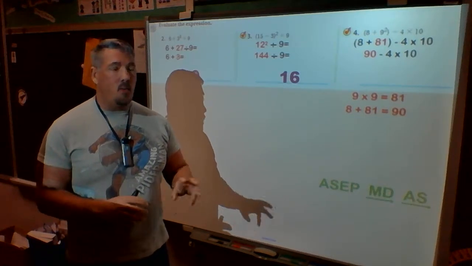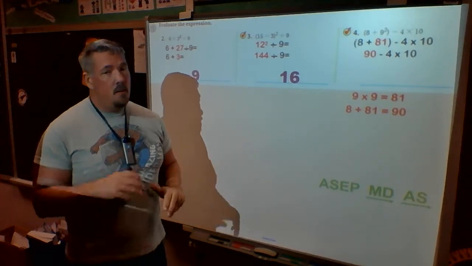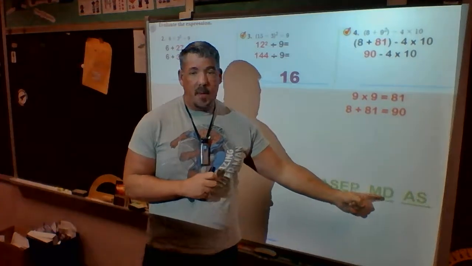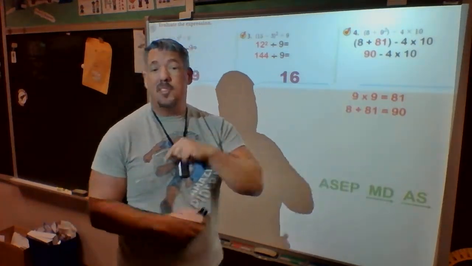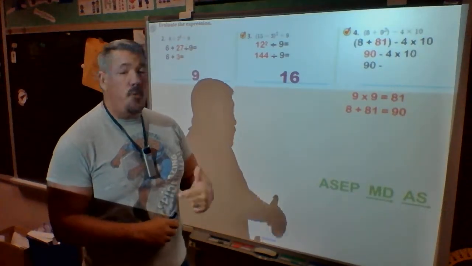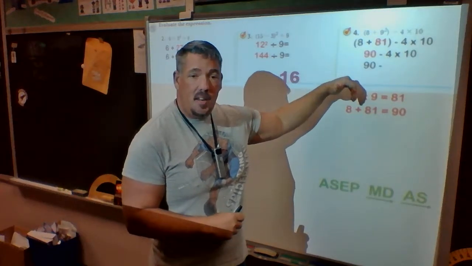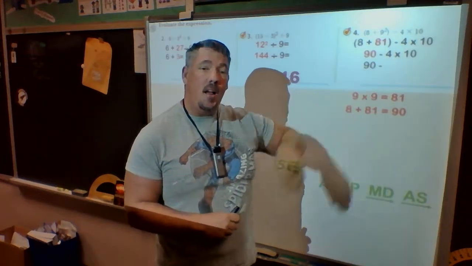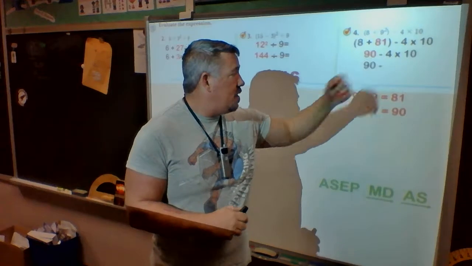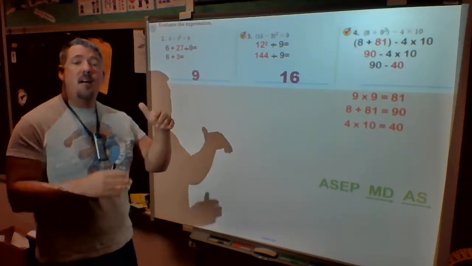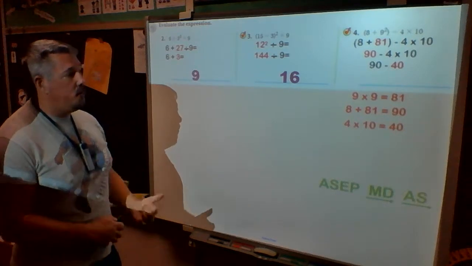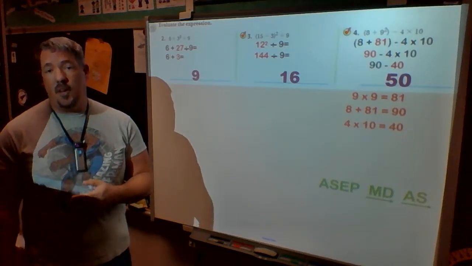So hopefully you didn't think, well, I'm going to do subtraction because it's first. Because my dear tells me multiplication and division from left to right. So I actually have to start with 4 times 10. And 4 times 10 is 40. So I brought my 90 down minus whatever that answer is to my multiplication, in this case 40. So 90 minus 40 gives me my final answer. 90 minus 40 is indeed 50.